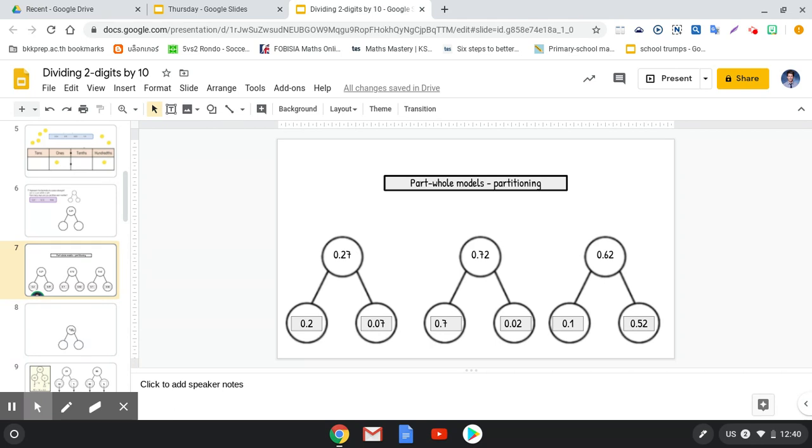So your job now is to use part-whole models to partition the decimal numbers on the next page, on the next slide.